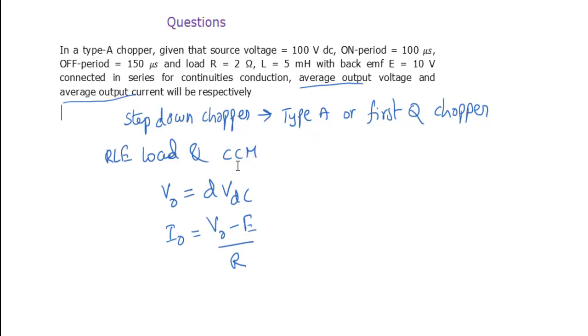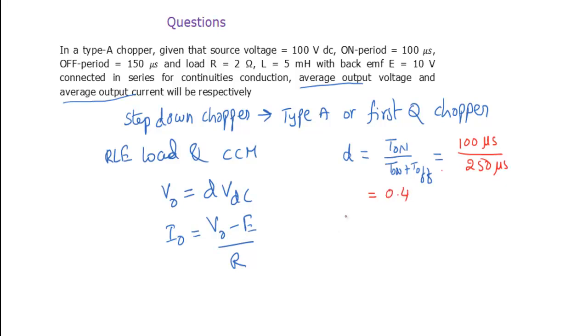To calculate this, first we need to calculate the duty ratio. How to calculate the duty ratio? D equal to T on by T on plus T off. In this case T on and T off are already given. We need to substitute and get the duty ratio. It is 100 microsecond divided by 250 microsecond, so the duty ratio is 0.4.